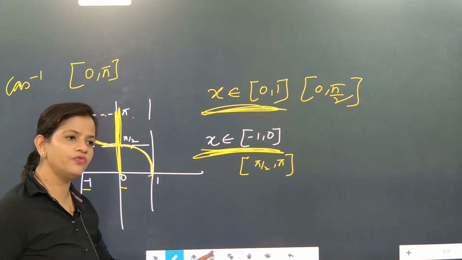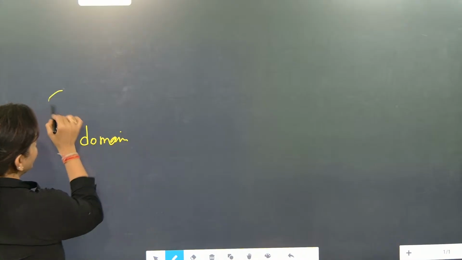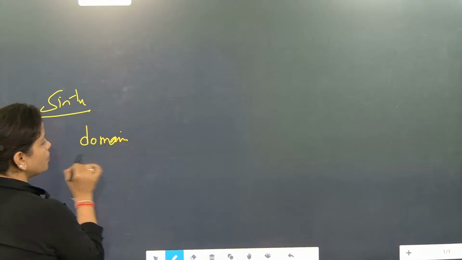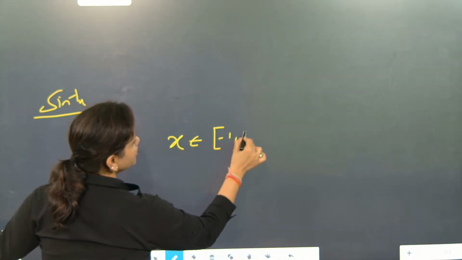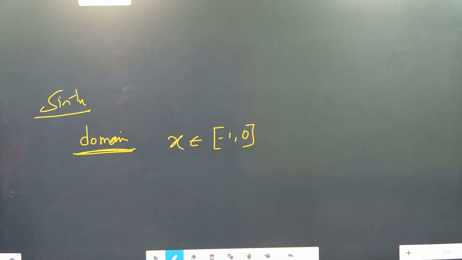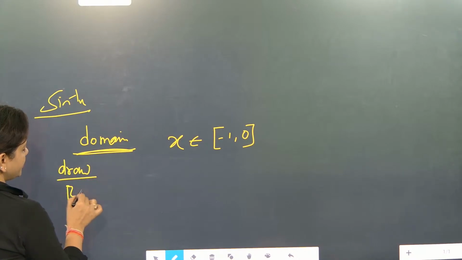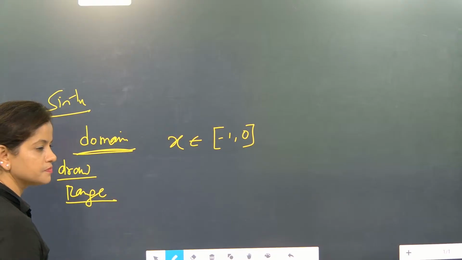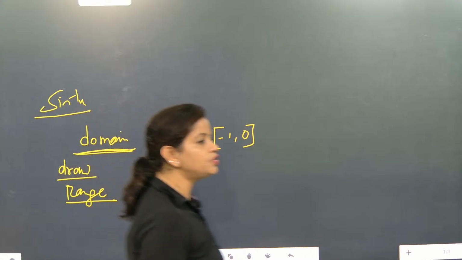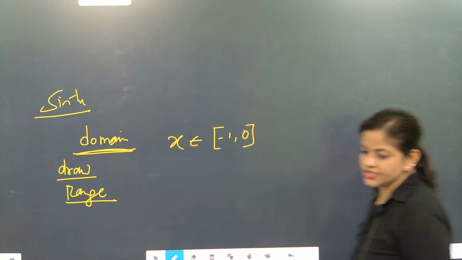One more question I am giving you, will you be able to do it? For sine, they are telling to find the range. The domain for sine inverse x they have given is x belongs to -1 to 0. So what is the range? Draw it. You need to draw, and also find the range. Come on, do it. -1 to 0. Then what will be the range?